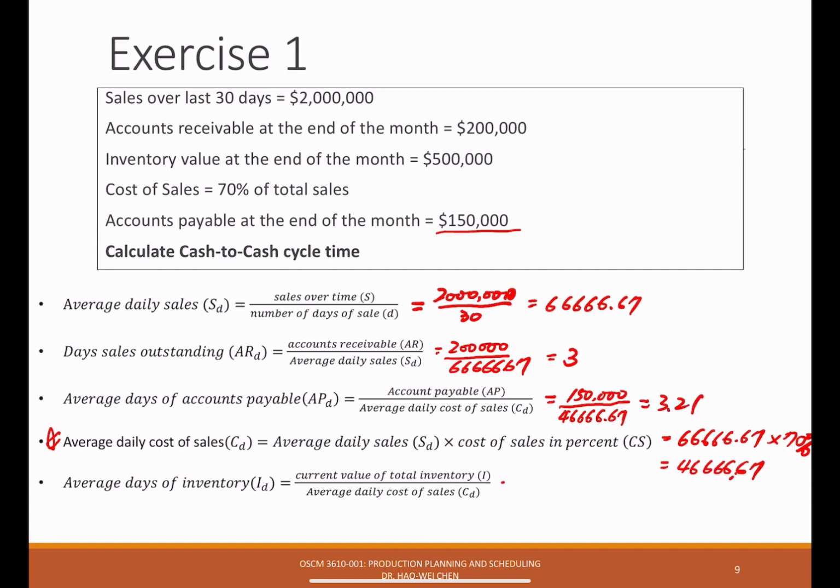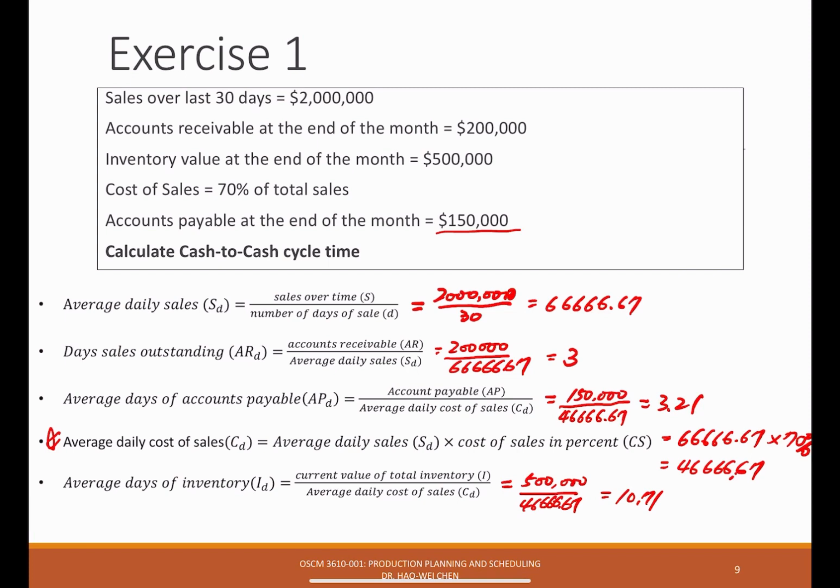Similarly, the days of inventory will be the total inventory value. The total inventory value is 500K divided by the cost. Again, the cost is 46666.67. So we know it will be roughly equal to 10.71 days.